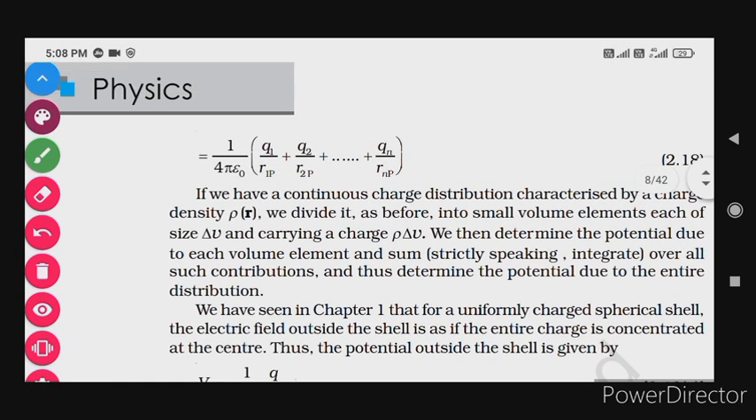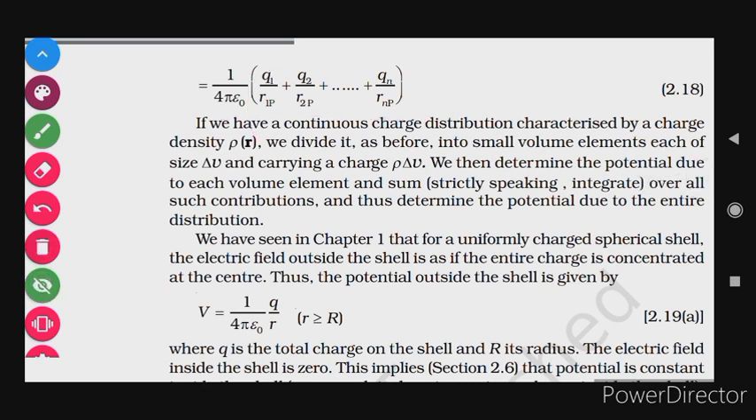If you solve them, 1 upon 4 pi epsilon naught becomes common, and in the bracket this will be q1 by r1P plus q2 upon r2P, and so on.